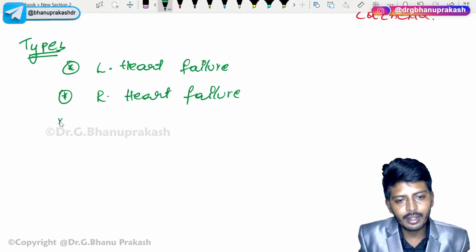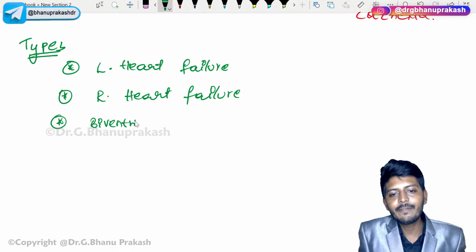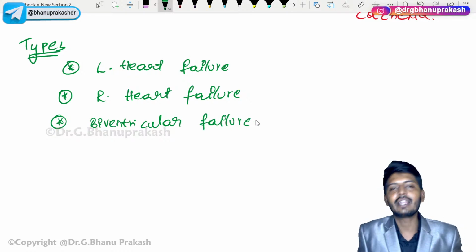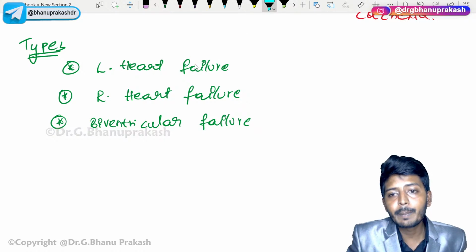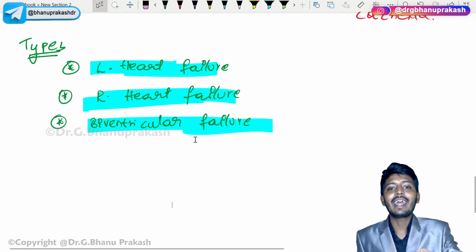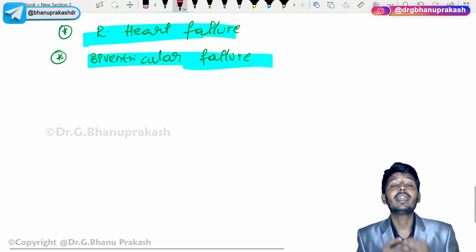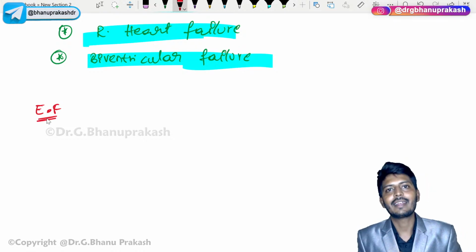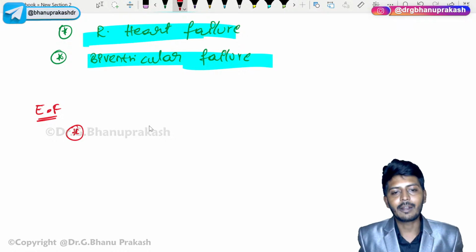And my dear students, the third type is called biventricular failure. Now if there is a biventricular failure, yes, that is also possible. So for us, the types are most important. Three types are there: left heart failure, right heart failure, and biventricular failure. These are the types of cardiac failure. So once we understood about the types, we can also classify heart failure based on the ejection fraction.